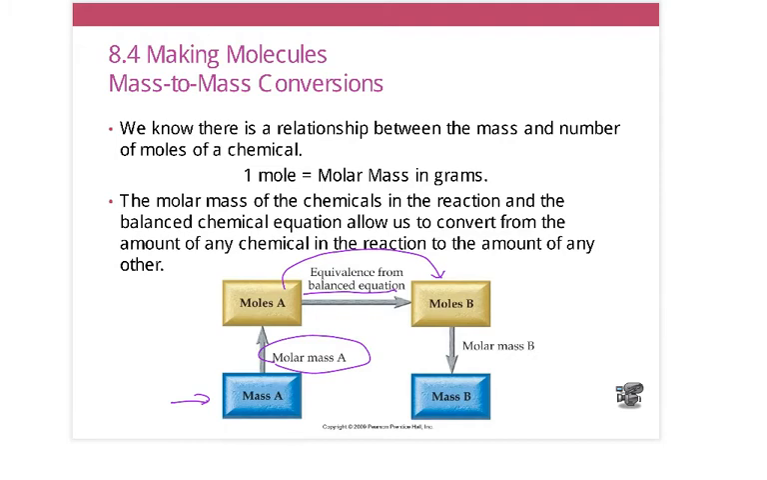We can't go directly from the mass of A to the mass of B because our balanced chemical equation gives us a ratio of moles, not mass. You have to make sure you understand that. It gives us a relationship between the moles of something. That's why we have to go to moles of A, and then from moles of A we figure out how many moles of B we have based on our balanced chemical equation. And then if we want to convert to mass of B, we use the molar mass of B to go back to the mass of B.